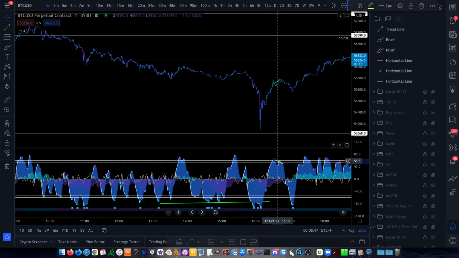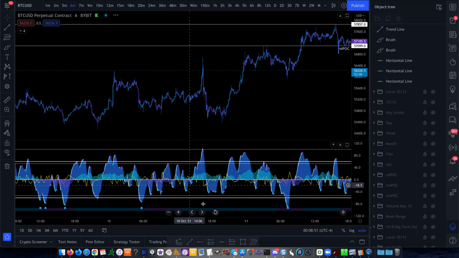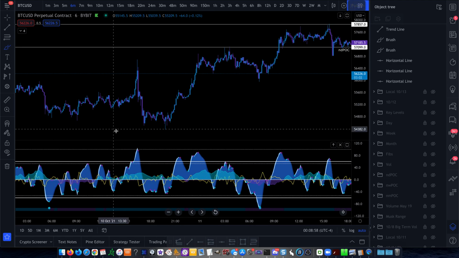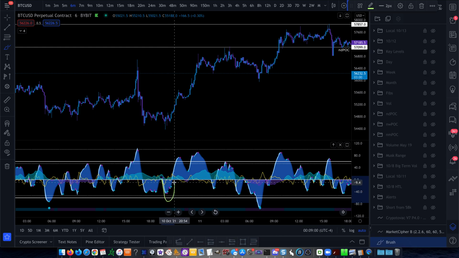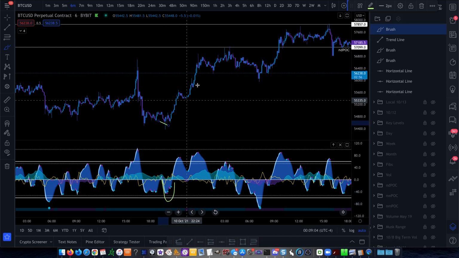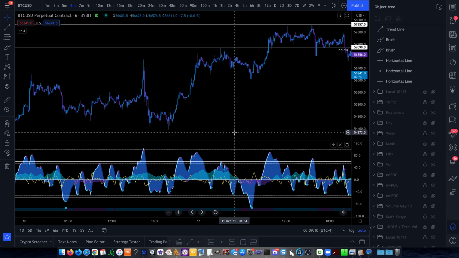Let's see if we can find some on the 6 minute time frame. I really find them to be powerful on the 6 minute time frame. Right here, this is a great one on the 6 minute time frame. We have uneven butt cheeks right here. Price is coming down, making lower lows, momentum's getting higher, boom, we have a massive move to the upside. Okay, that's how you identify an uneven butt cheek pattern.